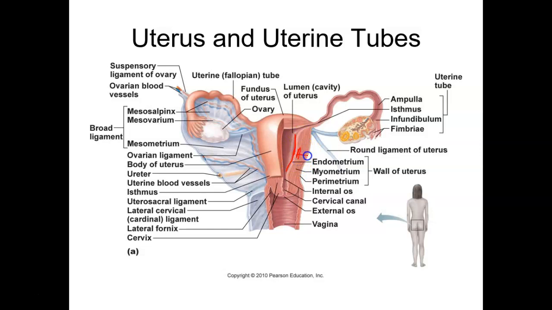This layer from here to here, that's the muscle. That's what's called the myometrium, the uterine muscle. And the very outermost layer, right here, the layer which this light is shining off of, that's something called the perimetrium.